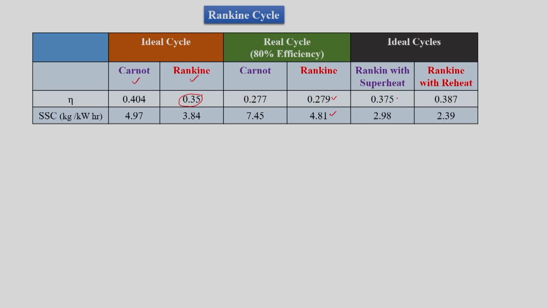But when we added superheat, the Rankine cycle efficiency improved to 37.5% with ideal conditions, and it improved further when we added reheat, becoming 38.7%. Superheat decreased specific steam consumption from 3.84 in the ideal case to 2.98, and it decreased further to 2.39 when we consider reheat.